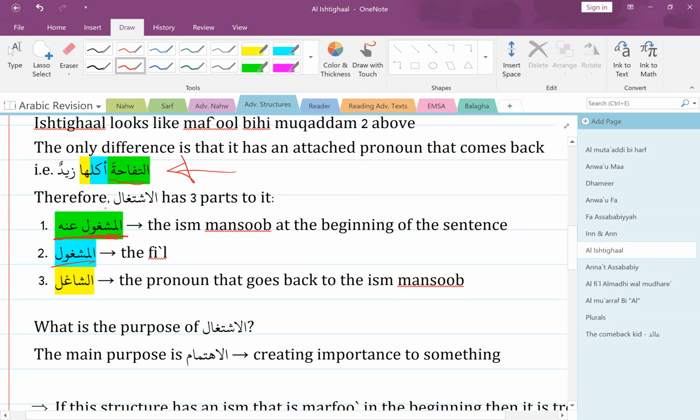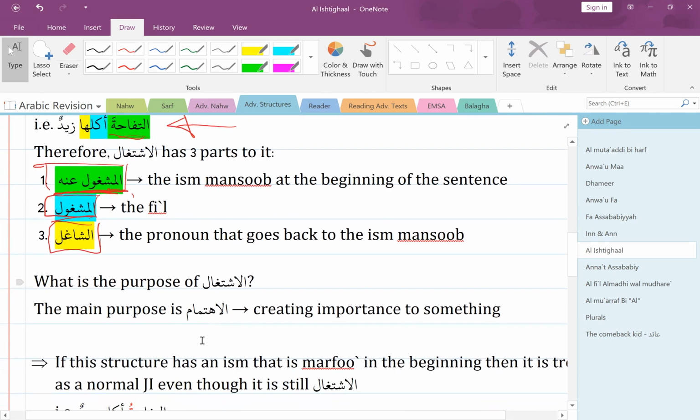Another easier way of remembering what comes before and what comes after is to remember that the longest word, مشغول عنه, you can see it's the longest word, is the one that comes at the beginning, then the longer word مشغول, then the شاغل, the shortest word comes at the end. So مشغول عنه, مشغول, شاغل. That's the order in which that comes, right?